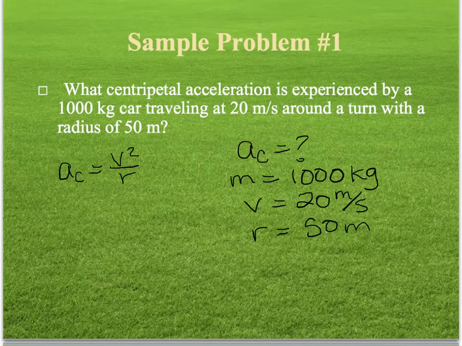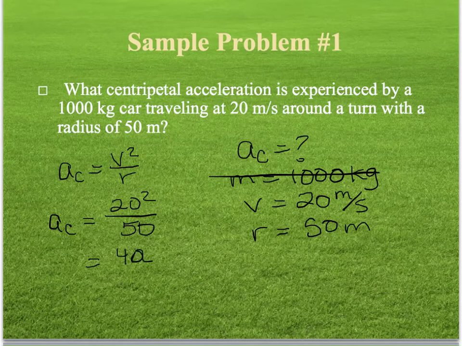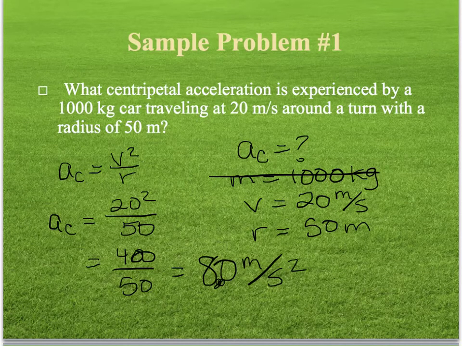Well, see, mass isn't anywhere in our equation, is it? There's no mass in our equation, so we don't need the mass. The mass is kind of just in there to throw us off a little bit. But we put everything in the equation. AC is equal to 20 squared divided by 50. So it's equal to 400 divided by 50. So it is 8 meters per second squared. Since it is an acceleration, it has the same units as acceleration, so it's meters per second squared.